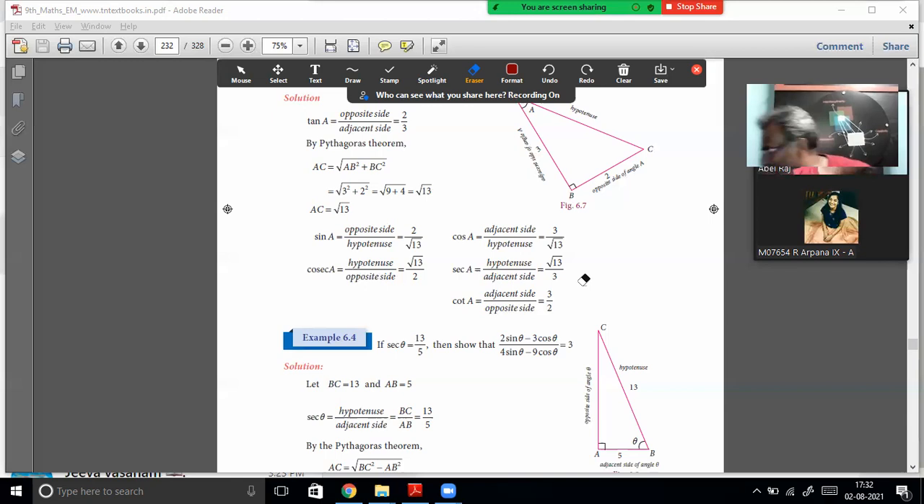Then we'll do mensuration, or we'll do statistics, probability, coordinate geometry. Then we'll come to your first part. We'll finish the last 5 lessons. We'll come to the first 4 lessons.